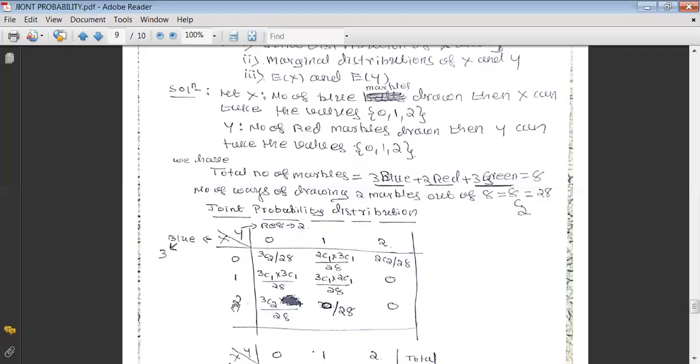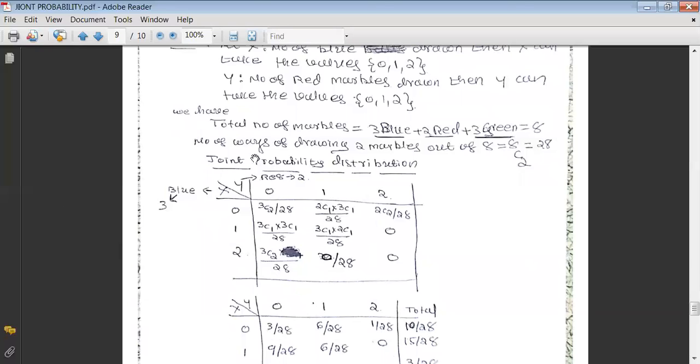Now coming to this, 2 blue and no red. 2 blue out of 3, 2 can be drawn in 3C2 ways. No red means it will be left out, divided by 28 is there. And 2 and 1, again 3 balls, it is impossible. And 2 and 2, 4 balls, again it is an impossible event. And this represents the joint distribution.